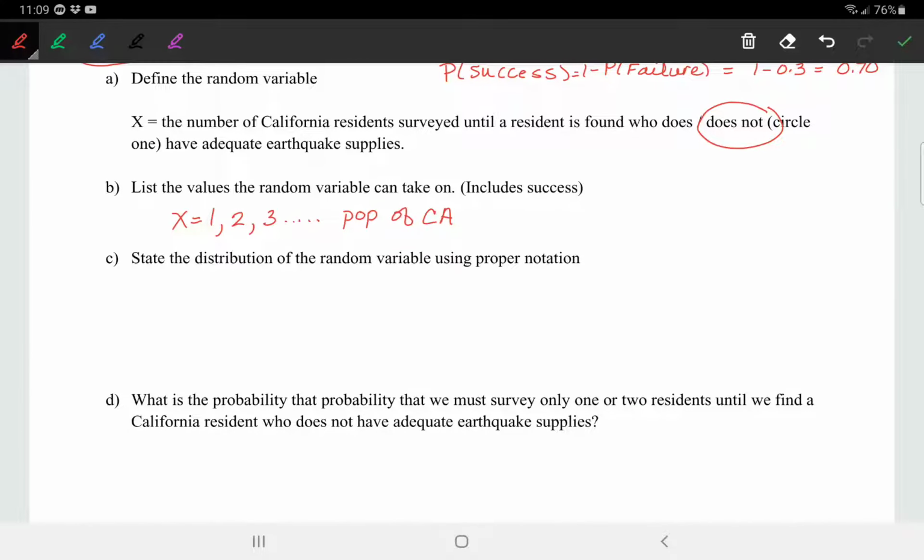So let's state the distribution. We are looking for failure, failure, failure, and then success. So this is a geometric distribution, and for the geometric distribution, the parameter is the probability of success. And remember how we've defined success? This is the probability of not adequate supplies. So this random variable X follows the geometric distribution with parameter 0.7.